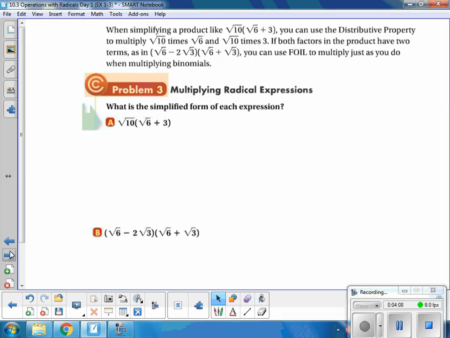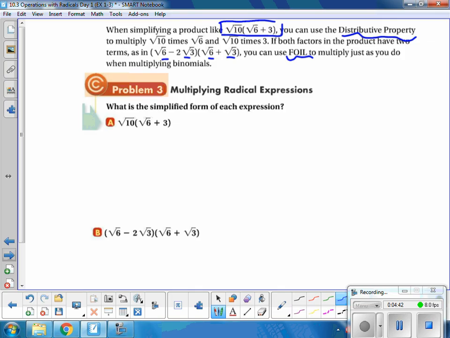When simplifying a product like this one, it looks like we are going to do a little bit of distributing, so we are going to do some multiplying. Now this one's a little interesting because when you're simplifying a product like this, square root of 10 times parentheses square root of 6 plus 3, you're going to be utilizing the distributive property to multiply that out. If both factors in the product have 2 terms, then you're going to use foiling. So you're either going to distribute, or if they both have 2 terms, then you're going to use FOIL to distribute the entire process.